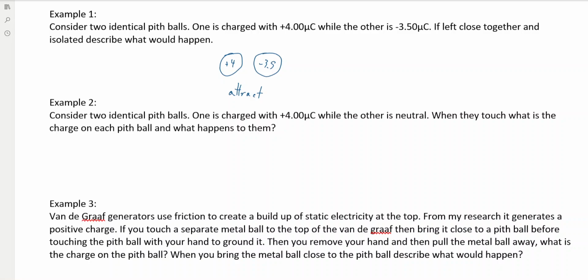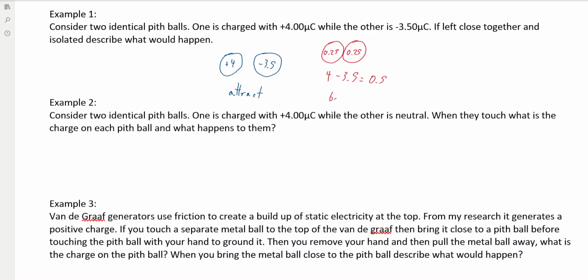Okay? Now, once they attract, at some point they're going to touch. Now when they touch, they're going to balance the charges because now it's conduction. Okay? So it's going to balance the charges. You're going to go 4 minus 3.5, and we're left with positive 0.5 total. Now that 0.5 is going to be split across both objects. So each one is going to have a 0.25 on each of the two pith balls.